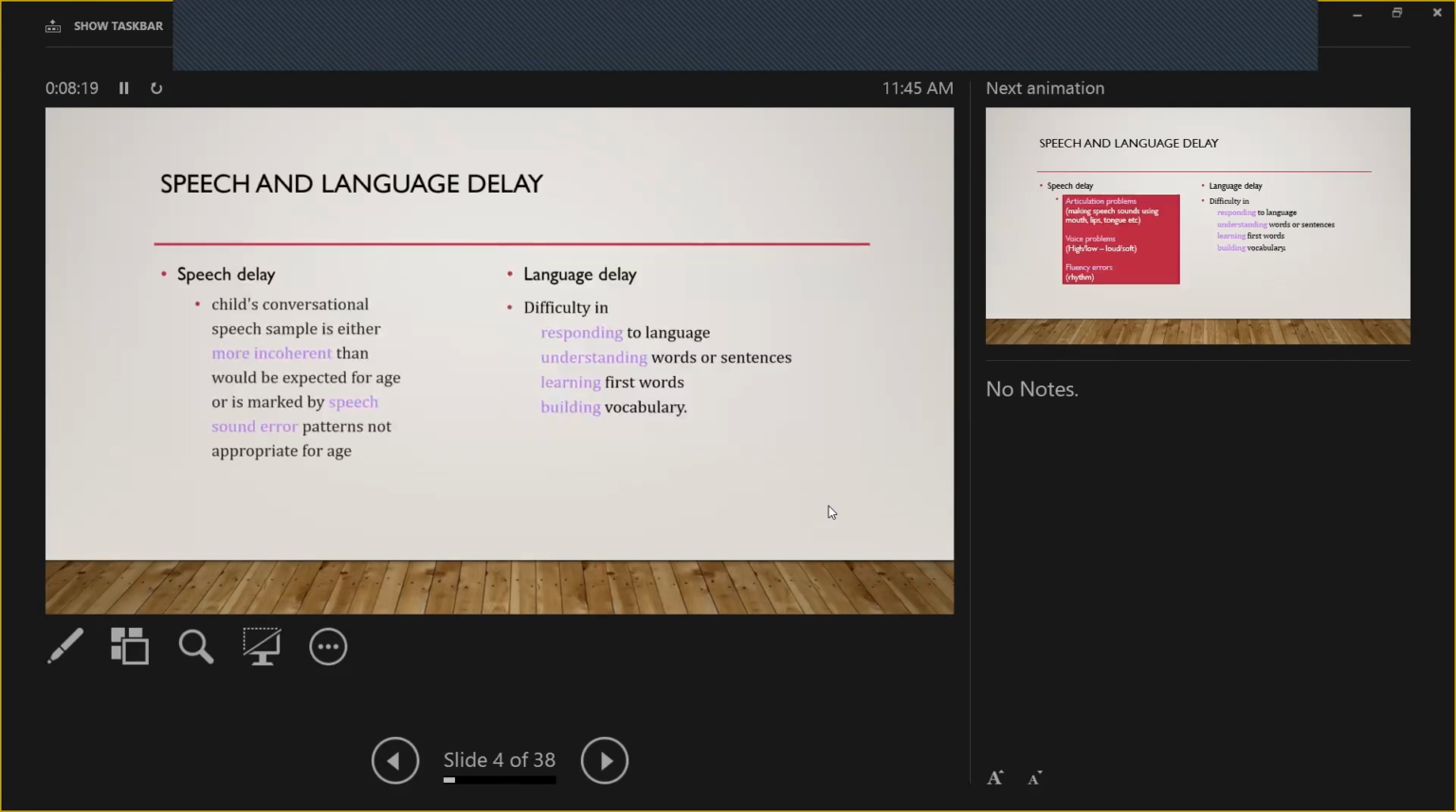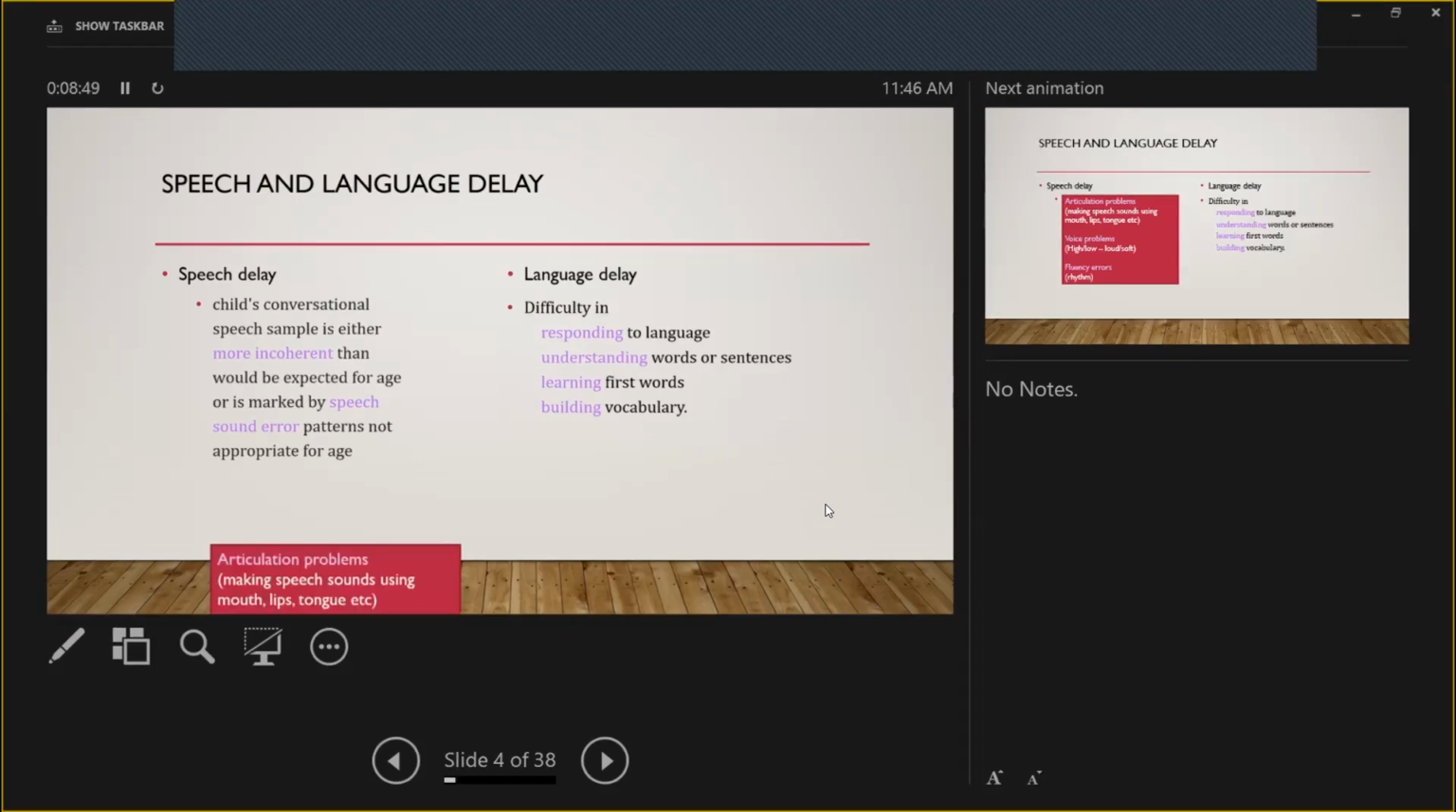So before we talk about digital screen, we need to know what speech and language delay is. Speech and language delay are two different things. Although we say speech and language, there's a speech delay and a language delay. Speech delay is when a child's conversational speech is incoherent, that means we can't understand them properly, for the expected development age, or there's a speech sound error pattern. This is the definition of speech delay. I have made it more simple.